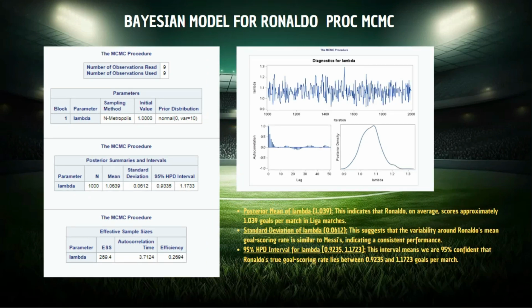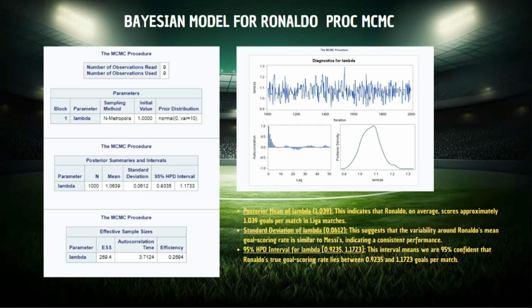And for Ronaldo, we can see that he on average scores approximately 1.039 goals per match in the Liga matches, and this suggests that the variability around Ronaldo's mean goal scoring is similar to Messi's, indicating a consistent performance. And the 95% HPD interval for lambda means that we are 95% confident that Ronaldo's true goal rate lies between 0.9235 and 1.723 goals per match. We can see that both players have similar goal scoring rates, with Messi having a higher mean rate compared to Ronaldo.